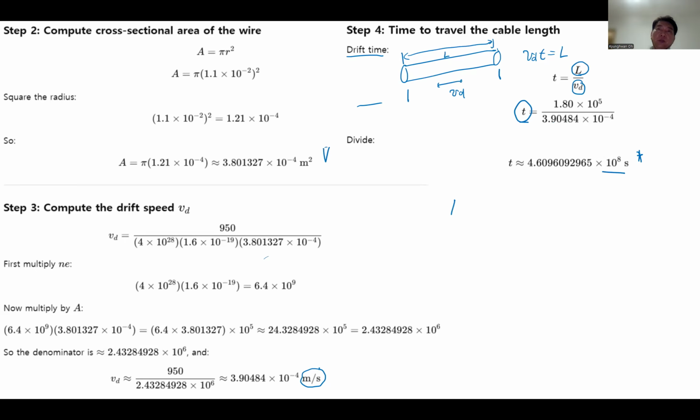Because the drift velocity is fairly slow, the time it takes to travel this length is quite long, 10 to the 8 seconds, which is very long. So you can get the scale of what is going on in just a coaxial cable. Okay, that's it. And then I hope you understand the basic concept of the current in a conducting wire. Thank you.